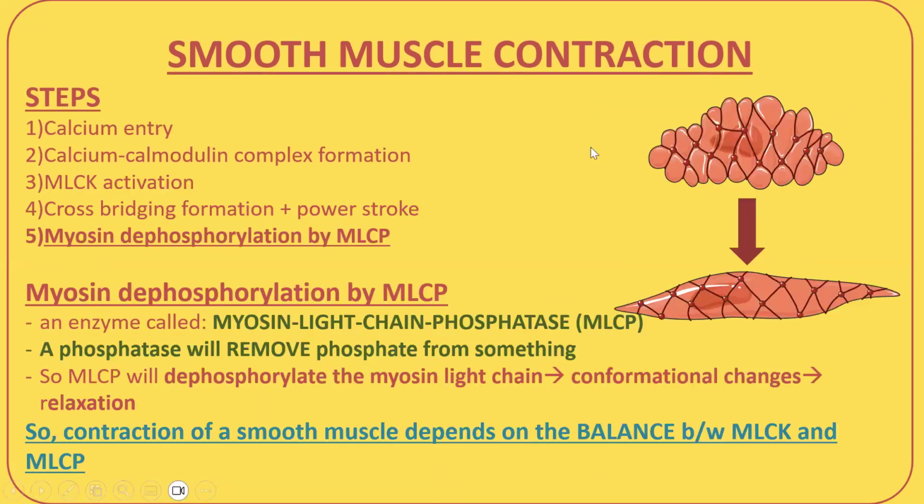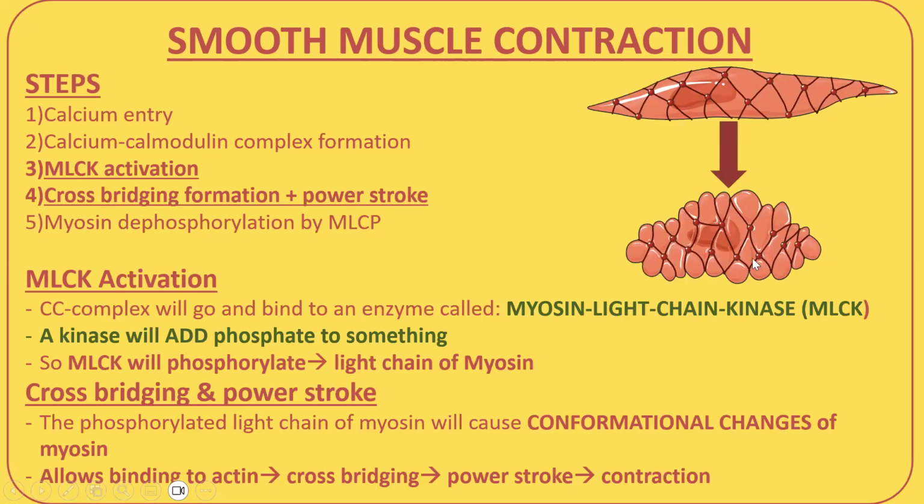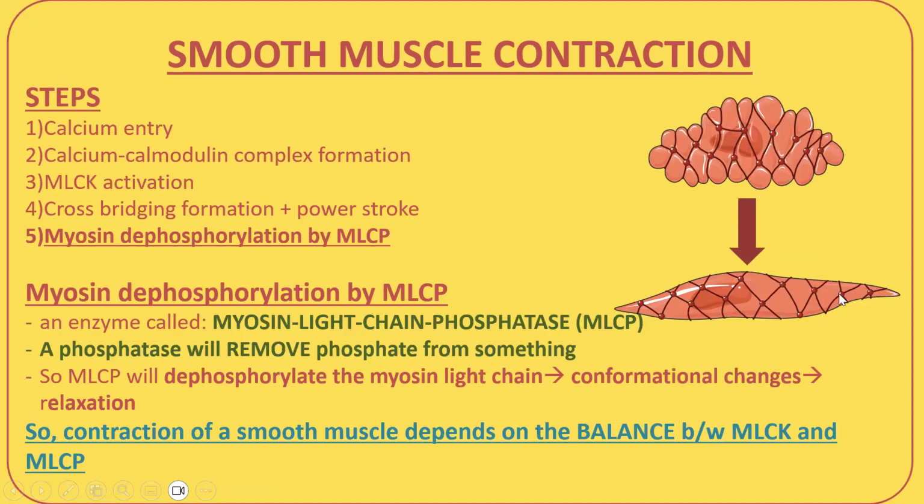Okay, the next step. The muscle was relaxed, now it is contracted, and we want to relax it again. What caused the contraction in the first place? The phosphorylation of the myosin light chain by myosin light chain kinase. In this case, we will dephosphorylate the myosin light chain. We will change the shape of the myosin head, and it will detach from the actin.